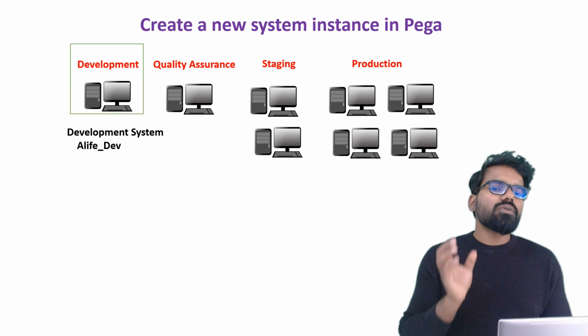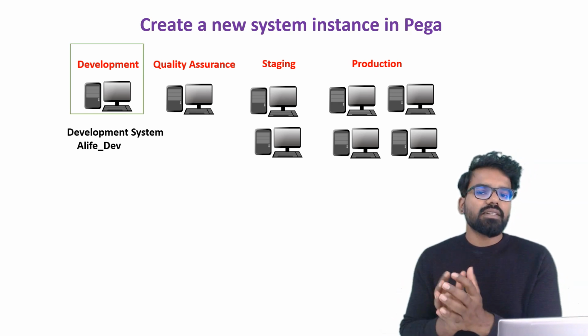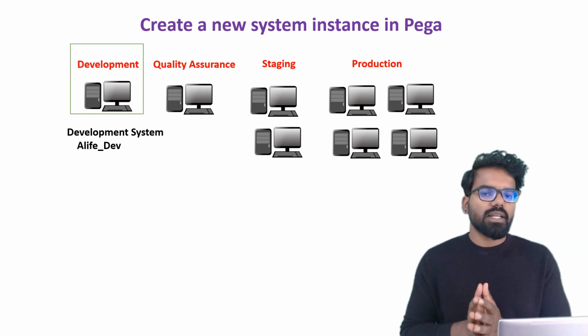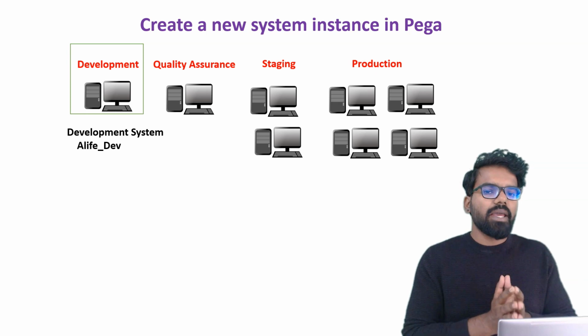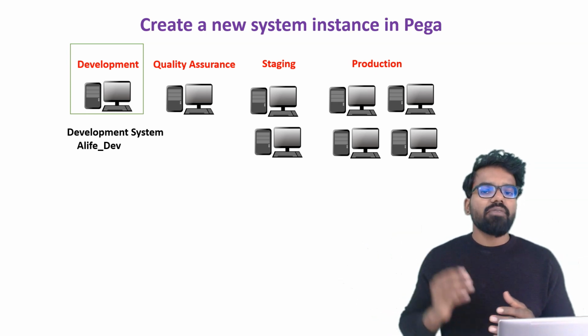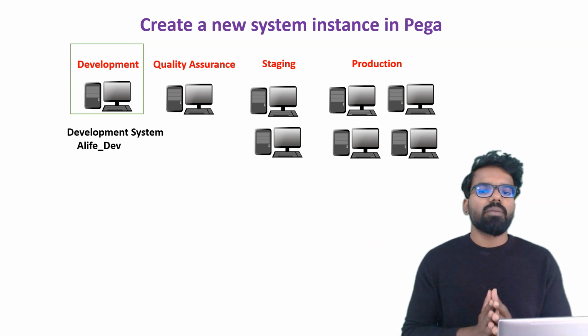Okay, now moving into system instance in Pega. All these environments or a cluster can be mapped to a system. Let's say you are in a development server. There you can have a system name that can hold all the applications. For example, for this A-Life organization, in the development environment, I can create a new system name called A-Life_dev.